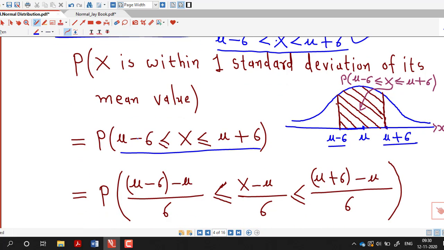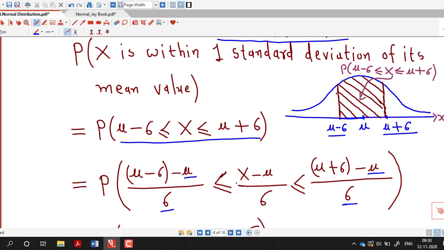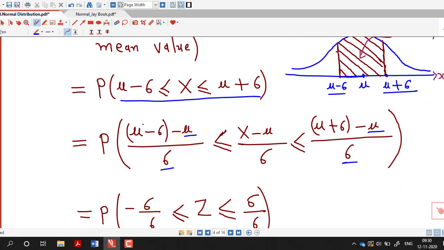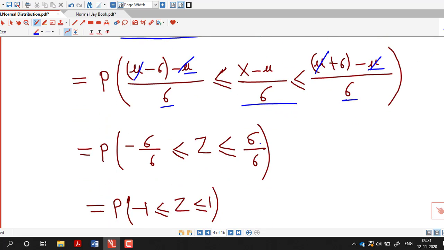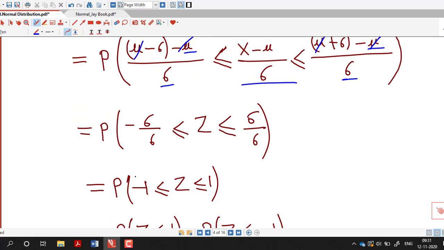So mu minus sigma minus mu over sigma, capital X minus mu over sigma, and mu plus sigma minus mu over sigma. If we simplify, this mu will cancel out and we have minus sigma over sigma. Here also mu will cancel out and this we replace by capital Z. So this is nothing but the probability that the standard normal random variable lies in the open interval minus 1 to 1.